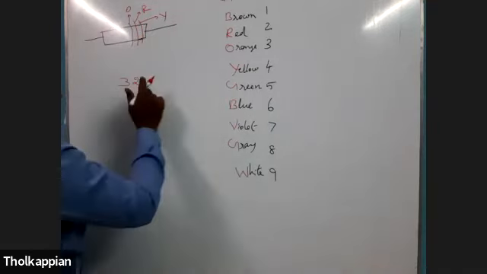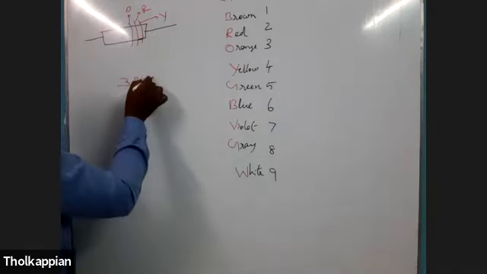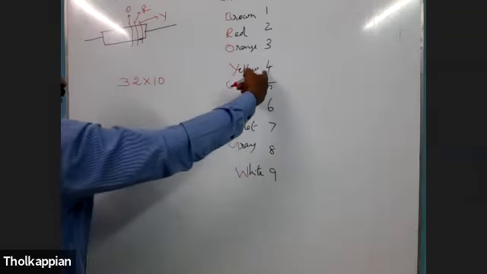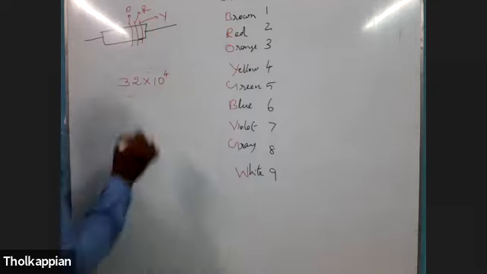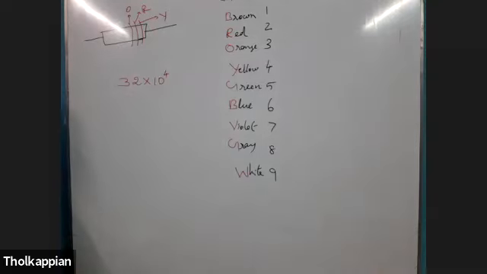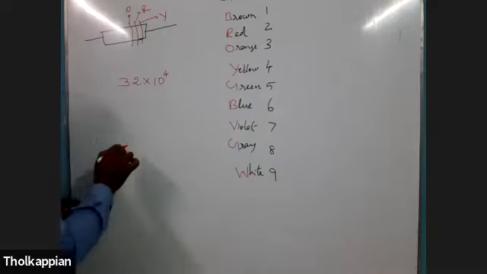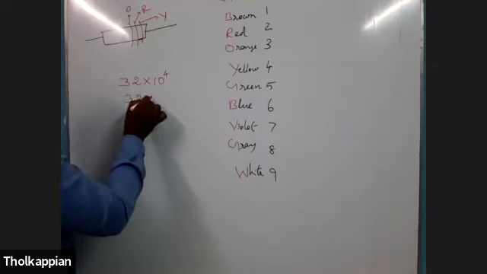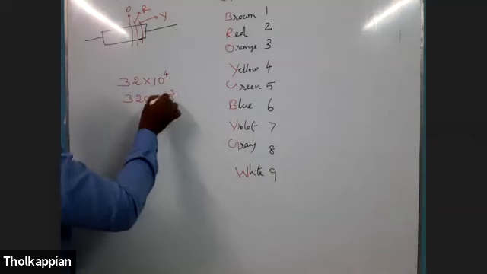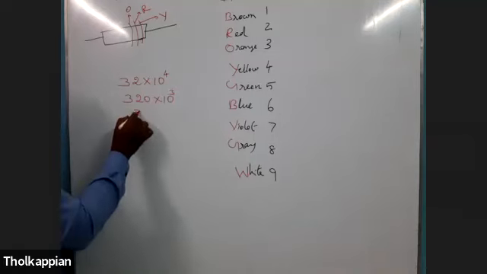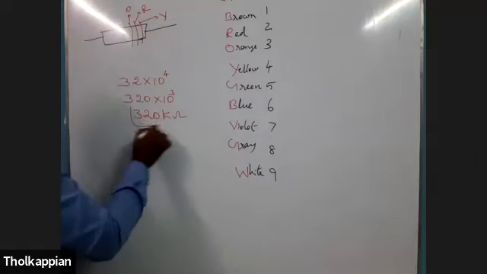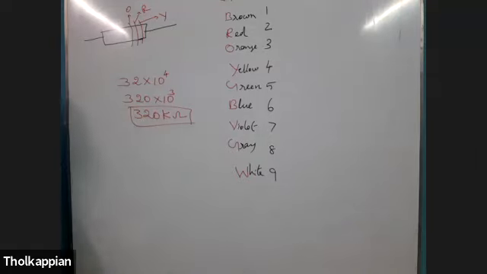And next is yellow. In the third place, you have to write 10 power. What is the color value of yellow? 4. So you write 4. So the resistance value you can write as 32 into 10 power 4. Okay. So that is 320 kilo ohms. This is the resistance value.